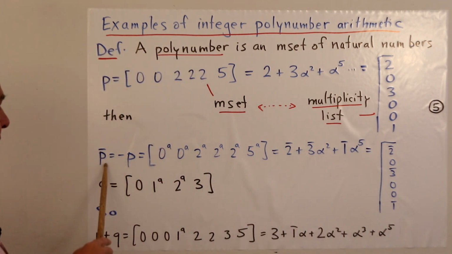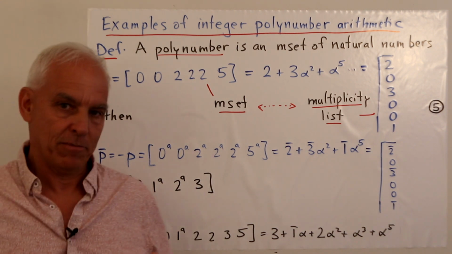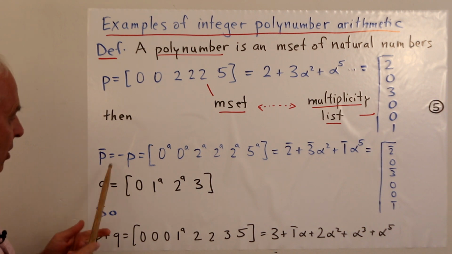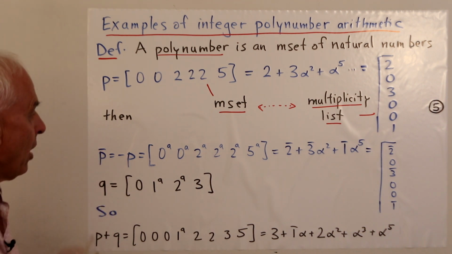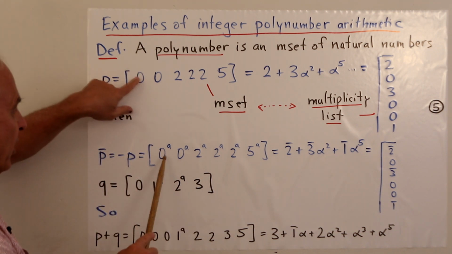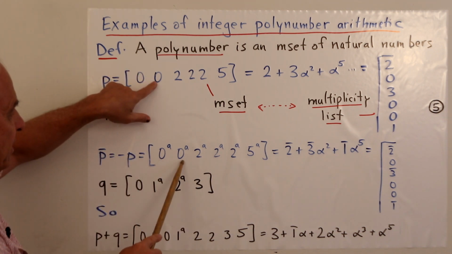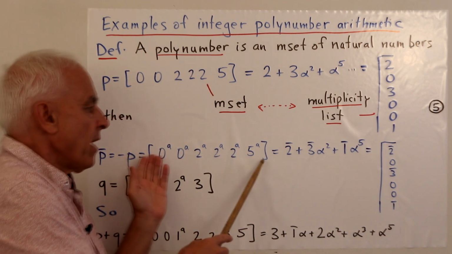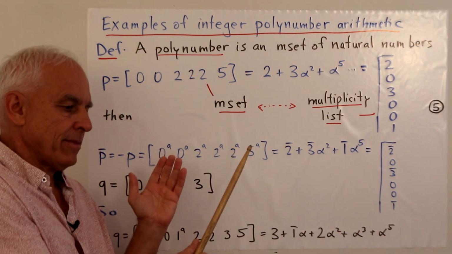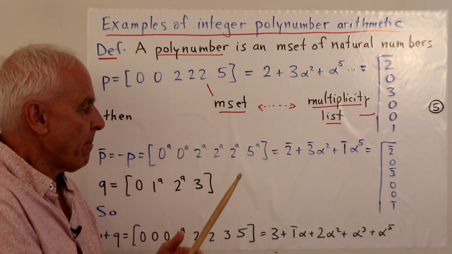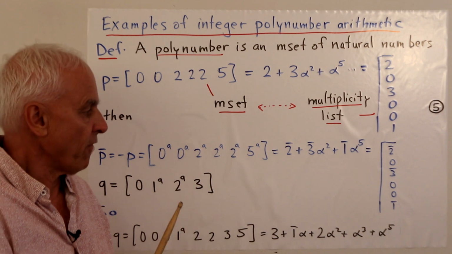So here's the negation of this p. How do we negate an mset, or p bar or minus p? Well, we just take the anti of each one of these. So we have anti-0, anti-0, anti-2, anti-2, anti-2, anti-5. And that's also a polynumber, a familiar kind of polynumber, but one involving negative coefficients.